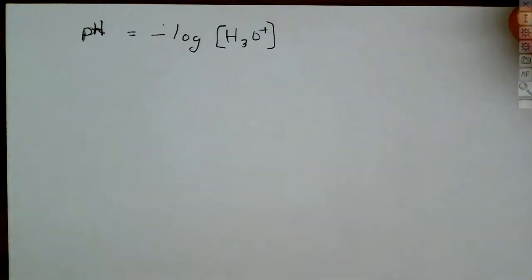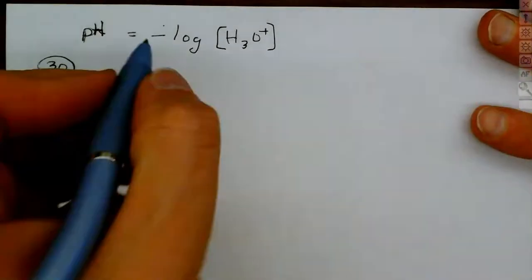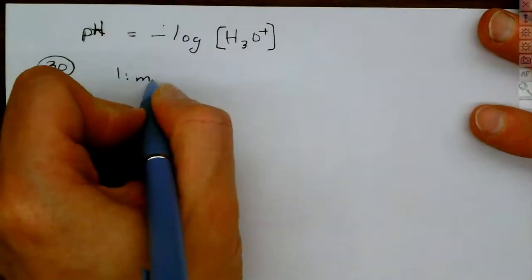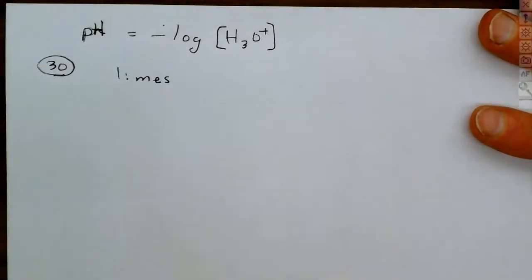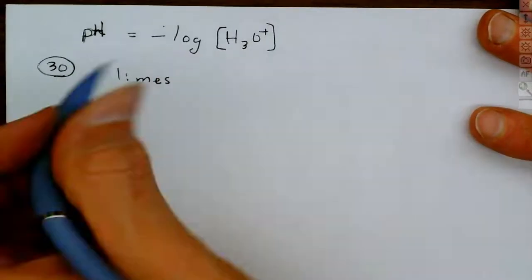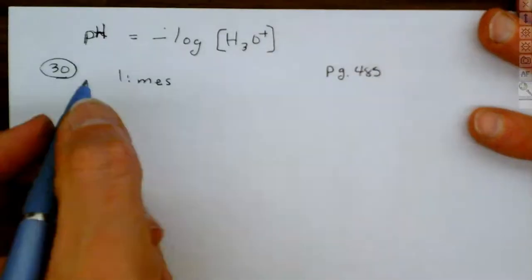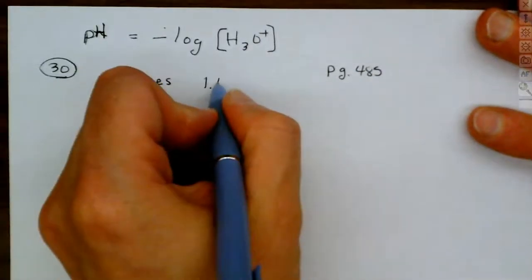Now let's talk about question 30. We're going to find the pH of limes. This is page 485. And we're going to try to find the pH of limes.